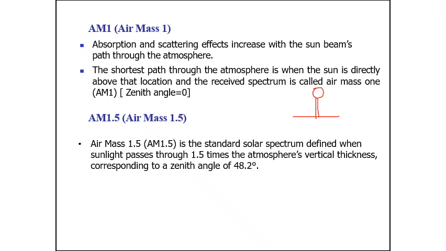And air mass 1.5 is the standard solar spectrum, defined when sunlight passes through 1.5 times the atmosphere's vertical thickness. So if this one is the vertical, when the sun is at 1.5 times the distance of this vertical distance, it will be called air mass 1.5. Typically the zenith angle will become 48.2 degrees.